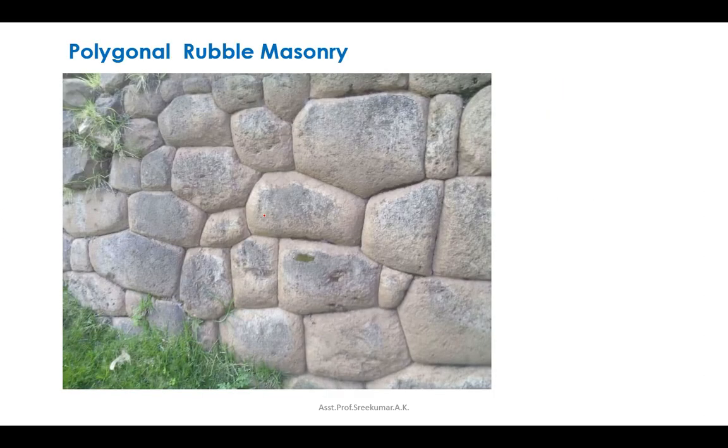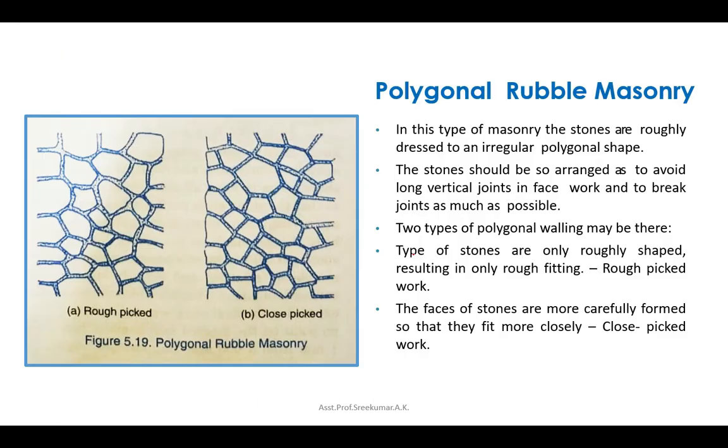The next type is polygonal rubble masonry. In this type, the stones are hammer finished on the face to an irregular polygonal shape. These stones are better positioned to show face joints running irregularly in all directions. Two types of polygonal walling may be there. In the first type, the stones are only roughly shaped, resulting in only rough fitting. Such work is known as rough picked work. In the second type, the faces of stones are more carefully formed so that they fit more closely. Such work is known as closed picked work.